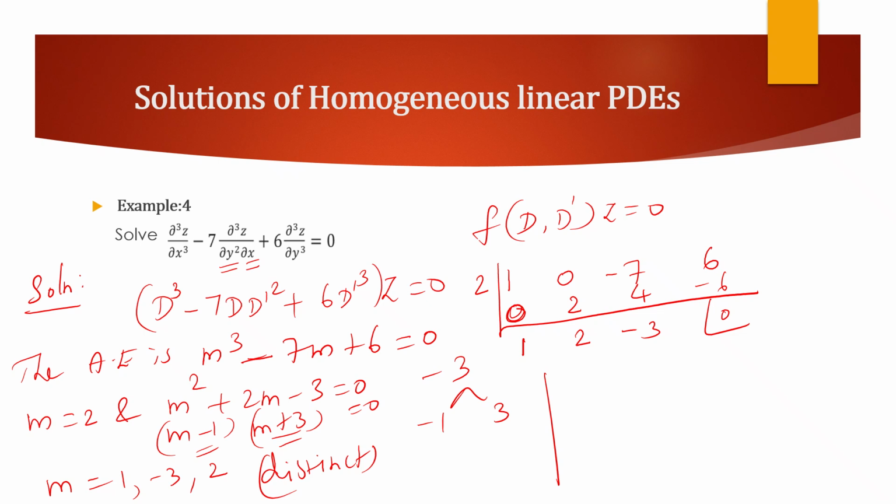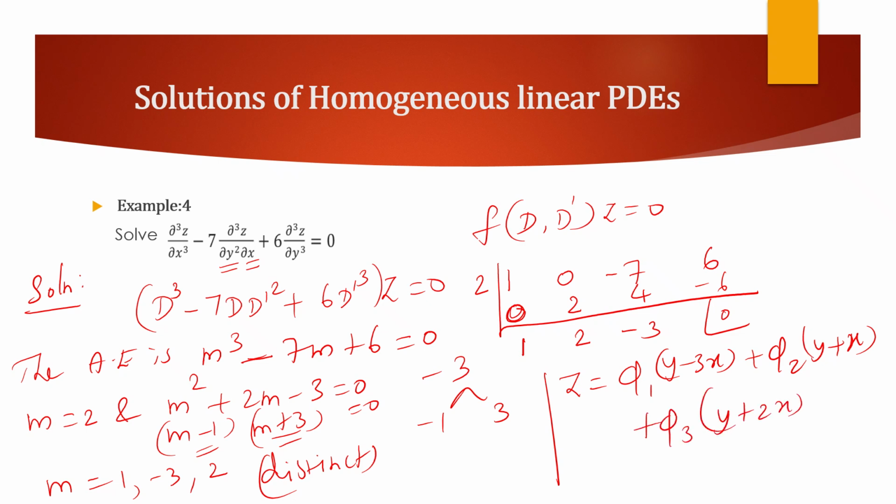So how to write our complete solution z here? φ1(y minus 3x), first I have taken the negative root, plus φ2(y plus 1x) plus φ3(y plus 2x).